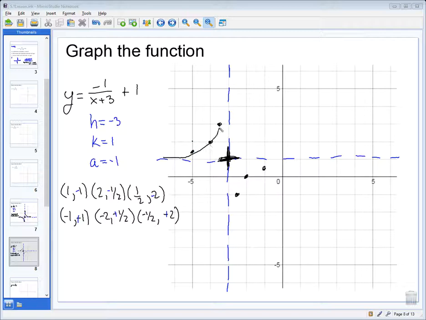So now you can see that it has switched where these curves are. It made them negative. What was once up here is now down here, and vice versa. What was negative here has now become positive here. And there's your graph of this function.